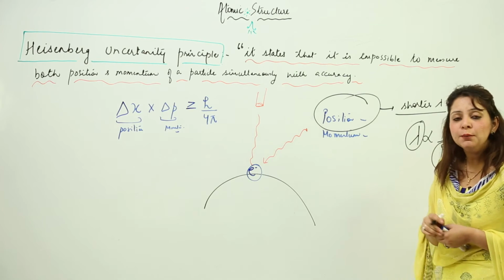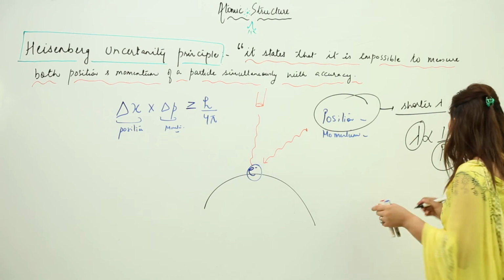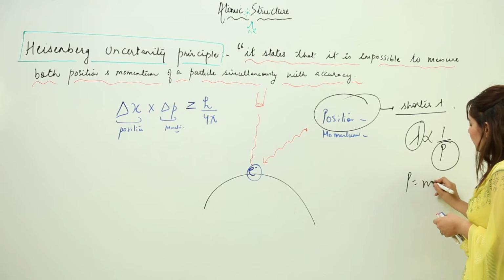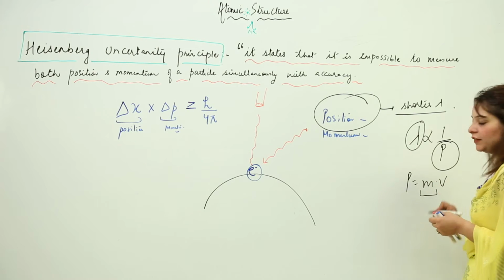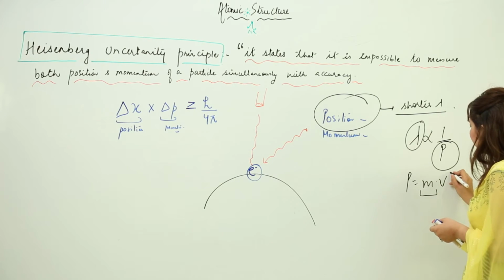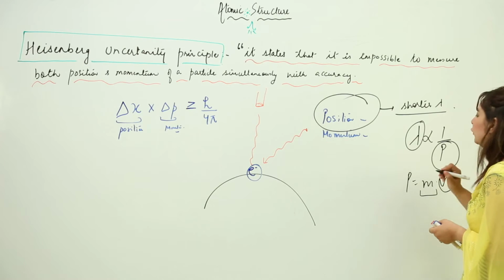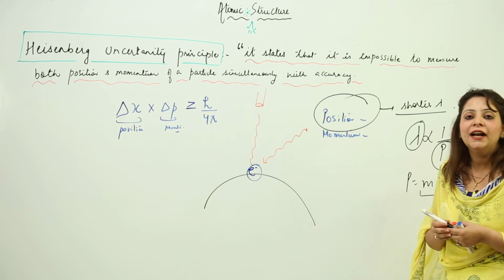More is going to be the momentum of that radiation. And as we know, momentum is the product of mass and velocity, and we know that mass always remains constant. So that means it will have the higher velocity, or we can say that it will have the higher momentum.